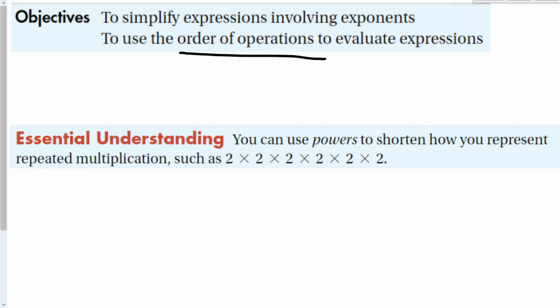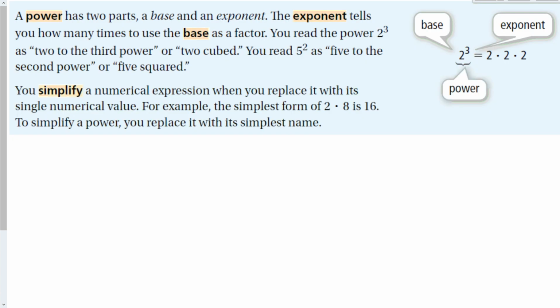Our essential understanding is that we can use powers, which is another way to say exponents. We can use powers to shorten how you represent repeated multiplication, like 2 times 2 times 2 times 2 times 2 times 2. So instead of that, we're going to use exponent notation to help us shorten that up, because we don't want to have to write 2 times 2 times 2 times 2 times 2 times 2. So we're going to figure out a better way to do that.